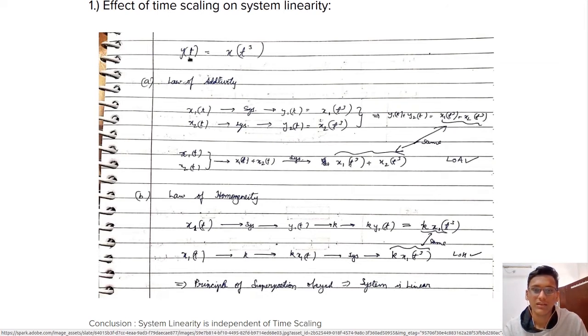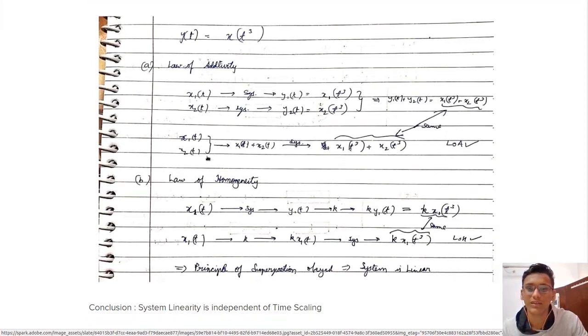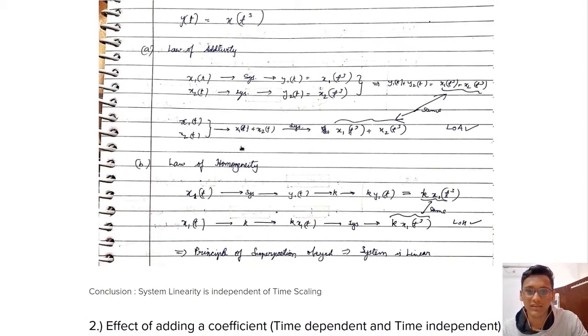x1(t) passed through the system, we get y1(t) equals x1(t) cube. x2(t) passed through the system, we get y2(t) equals x2(t) cube. Adding these both, we get y1(t) plus y2(t) equals x1(t) cube plus x2(t) cube. Now, if we first add the signals, we get x1(t) plus x2(t). Pass through the system, we get x1(t) cube plus x2(t) cube. These two are the same. That means the system is obeying the law of additivity.